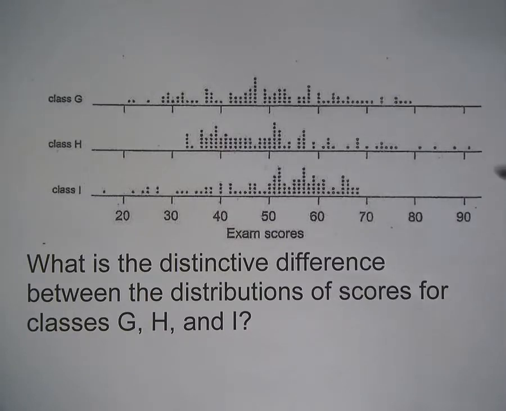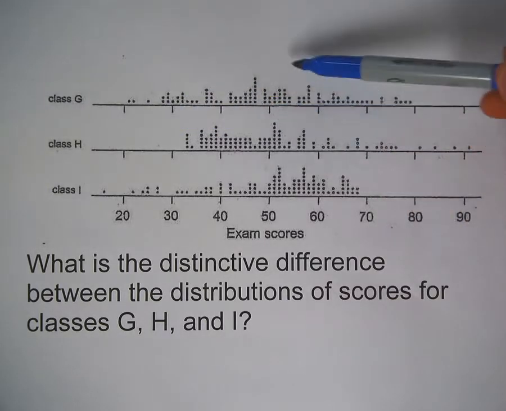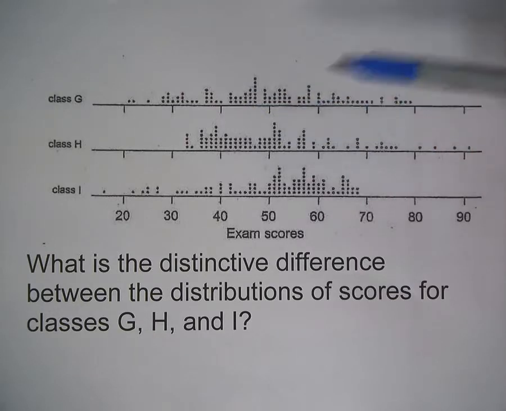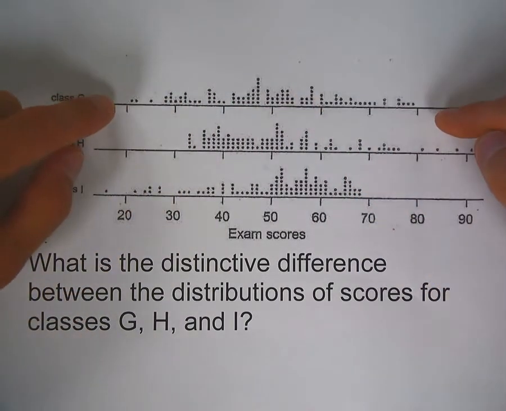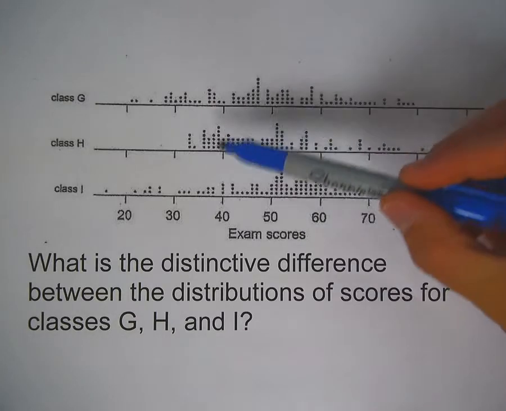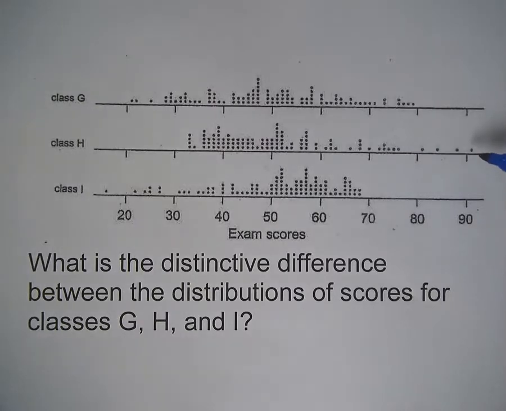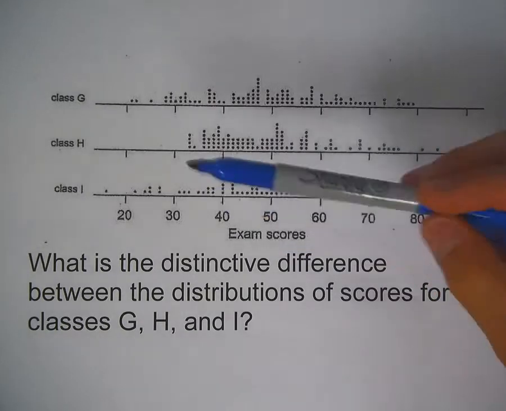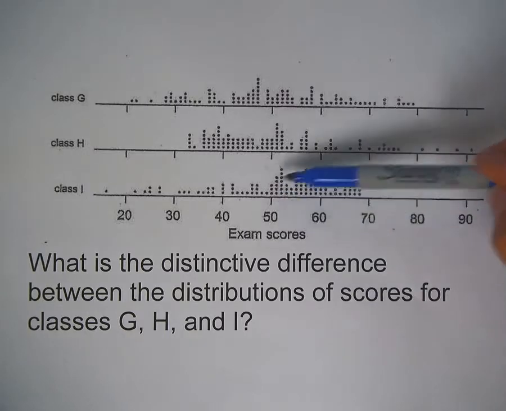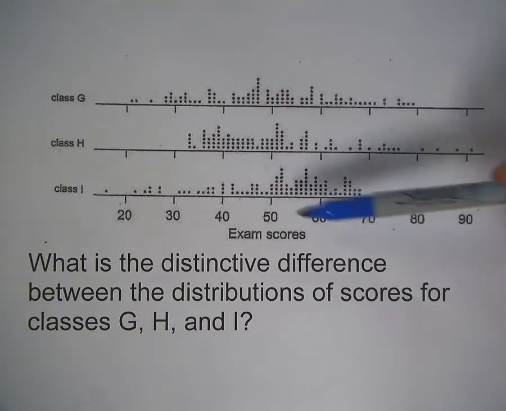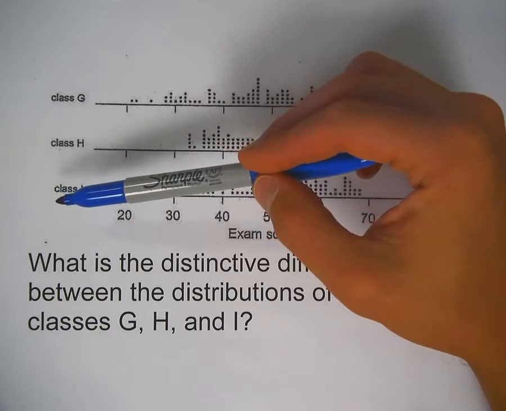What's different here is the shapes of the distributions. If we think about where the major cluster of the data is compared to the rest of the values, we can see for class G, the cluster seems to be right about in the middle, and then it tails off to both sides. If we look at class H, we have a big cluster in the lower values, and the tail of the distribution tails off to the right. And then the last one, we have a cluster of data near the higher end of the distribution, and the tail goes off to the left.